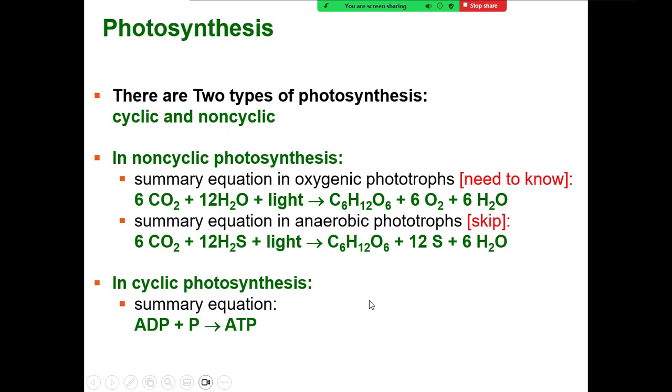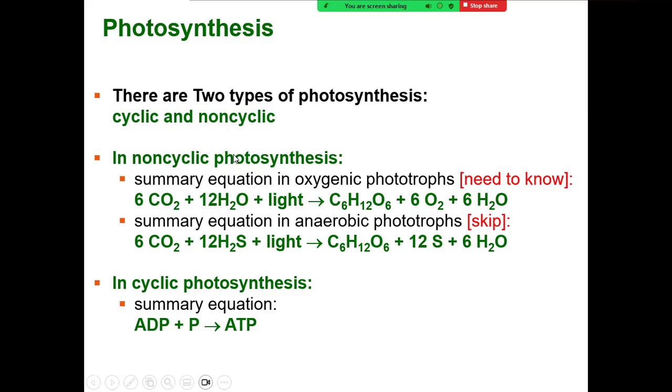But there are two types of photosynthesis reactions, a cyclic photosynthesis reaction and a non-cyclic photosynthesis reaction. I'm sure in your preliminary biology course, they taught you the non-cyclic photosynthesis. They just never probably told you it was non-cyclic photosynthesis.